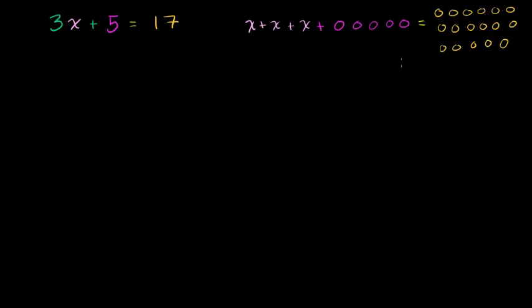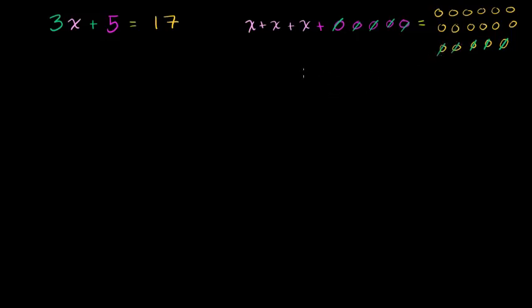Now, what can we do to both sides of this equation so we can get it in the form that we're used to, where we only have a 3x on the left-hand side, where we don't have this 5? Well, ideally, we would just get rid of these 5 objects here. You would literally get rid of these 5 objects. 1, 2, 3, 4, 5. But like I said, if the original thing was equal to the original thing on the right, if we get rid of 5 objects from the left-hand side, we have to get rid of 5 objects from the right-hand side. So we have to do it here too. 1, 2, 3, 4, 5.